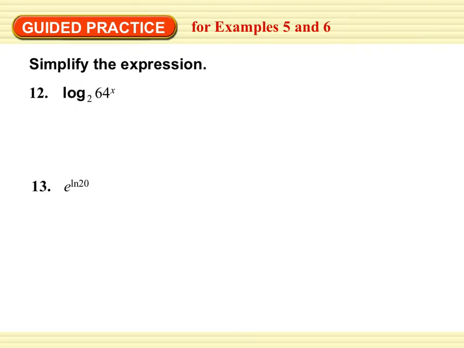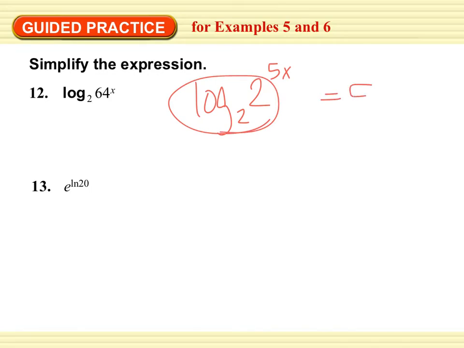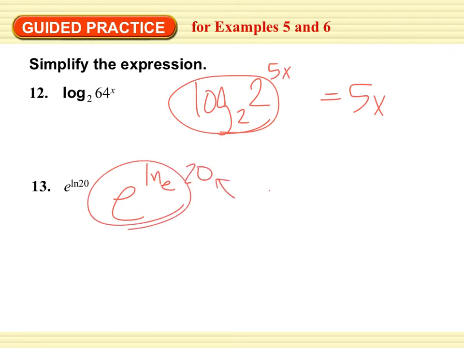Simplify the expression, log base 2 of 64 to the x. 64 is also 2 to the 5th. So log base 2 of 2 to the 5x. When all of that matches, my answer is 5x. And then e, that's base e of 20. All of this matches, so that's my answer.